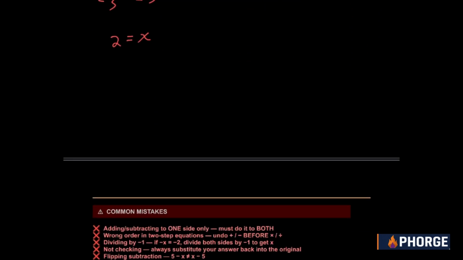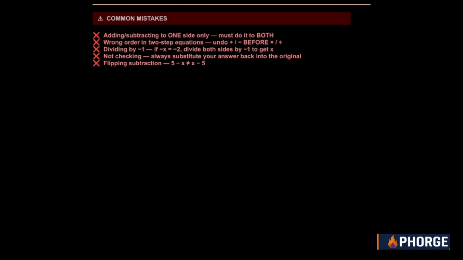All right, let's move on to some common mistakes. So adding or subtracting to one side only, you must do it to both sides. I've made that mistake 100 times myself. So make sure that you do it to both sides, both left and right. Wrong order in two-step equations, undoing the multiplication before doing addition and subtraction.